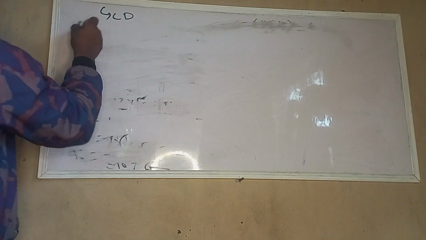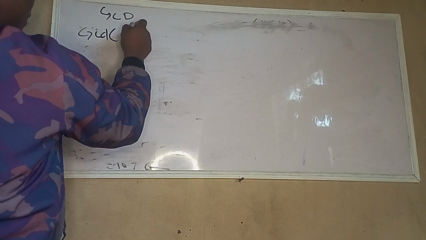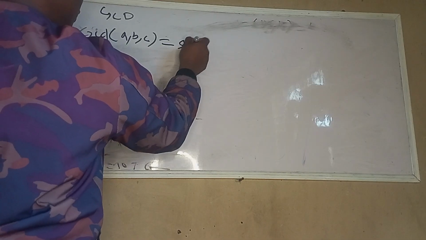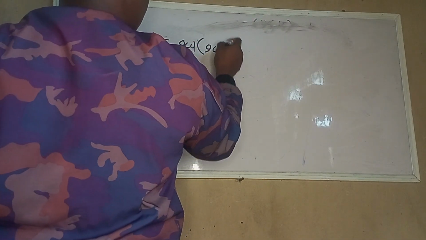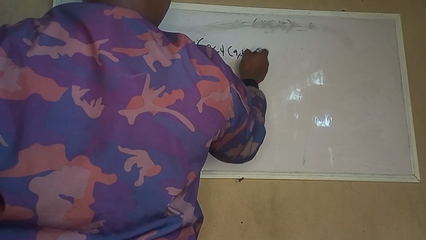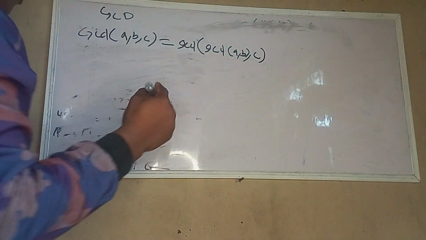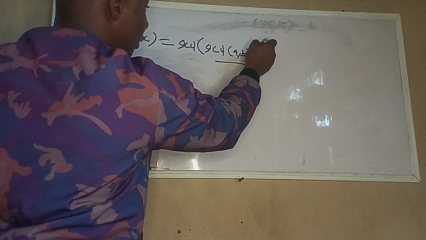GCD of 3 numbers: GCD of A, B, C is equal to GCD of GCD of A, B, and C. So when you get the GCD of A, B, you now use that result for the GCD with C.